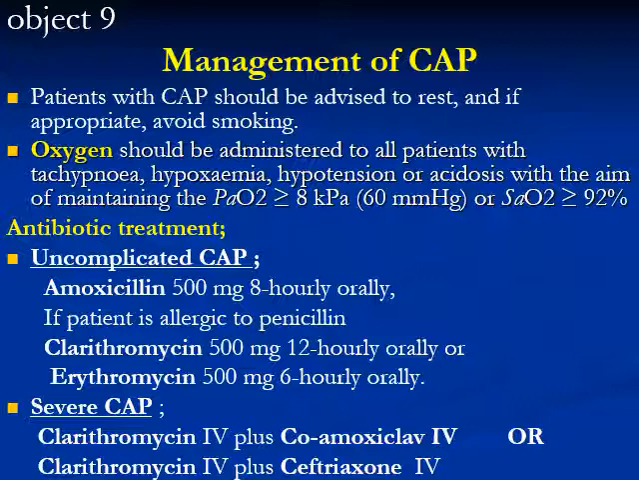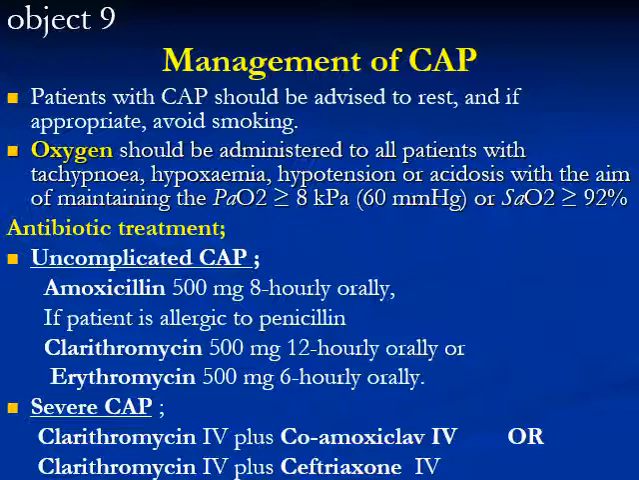A patient who has uncomplicated community-acquired pneumonia, mild to moderate, can usually be treated at home, and here we can use amoxicillin 500 milligrams 8 hourly orally, 500 milligrams 3 times daily orally. This is the first drug we use, amoxicillin.